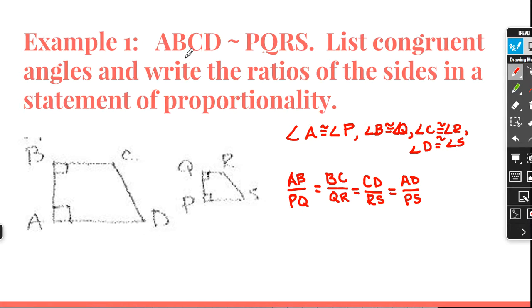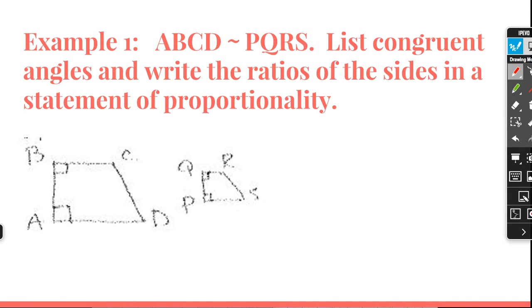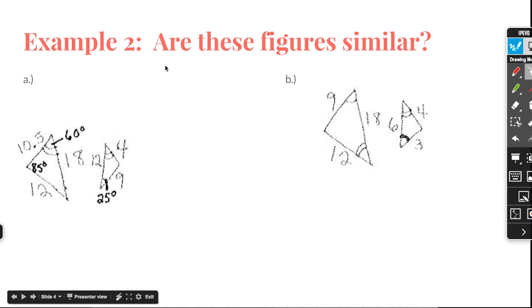So we can also use the way that they're named to help us with those sides. In similar triangles, sides aren't congruent, but they are proportional. Now we can use these to help us solve problems. We can figure out, are these figures similar? They both happen to be sets of triangles. If they're similar, then all of our angles will be congruent and all of our sides will be proportional.